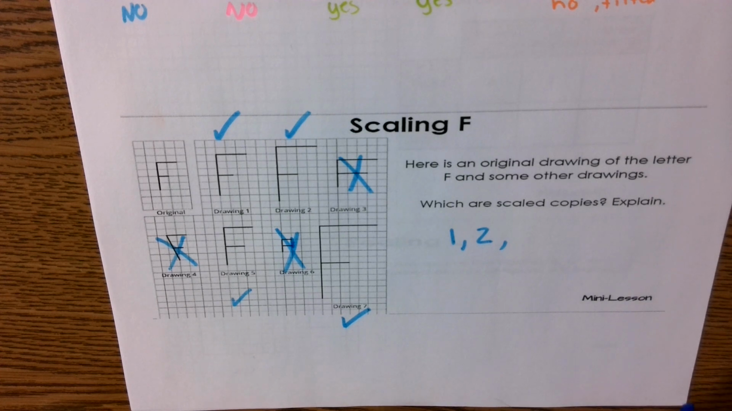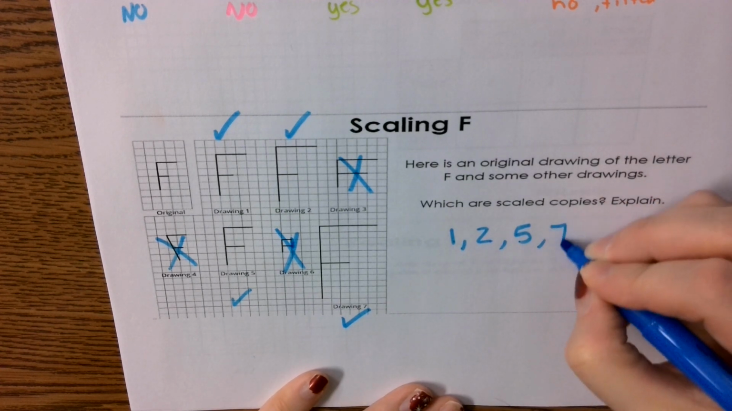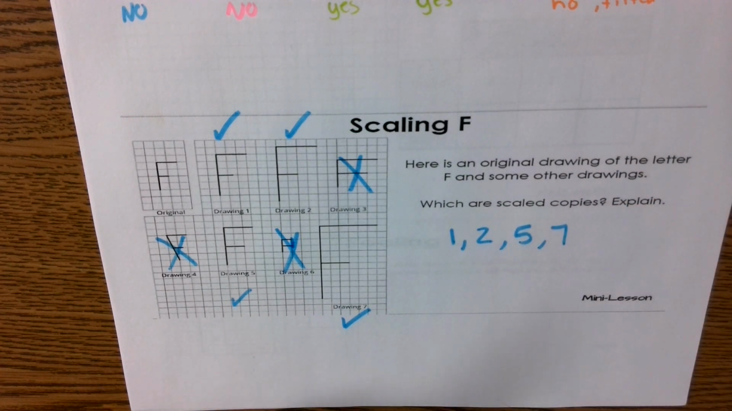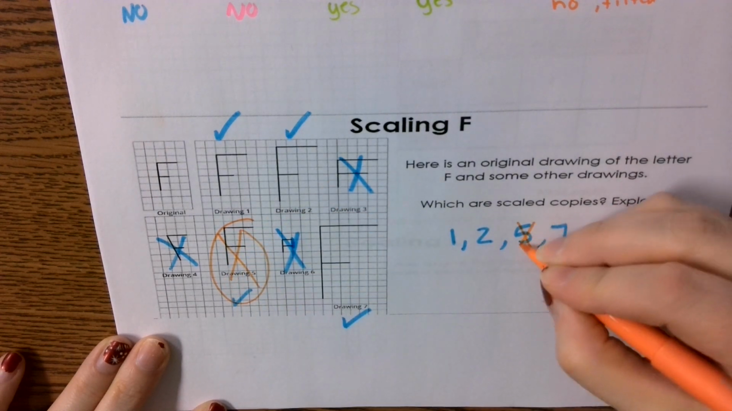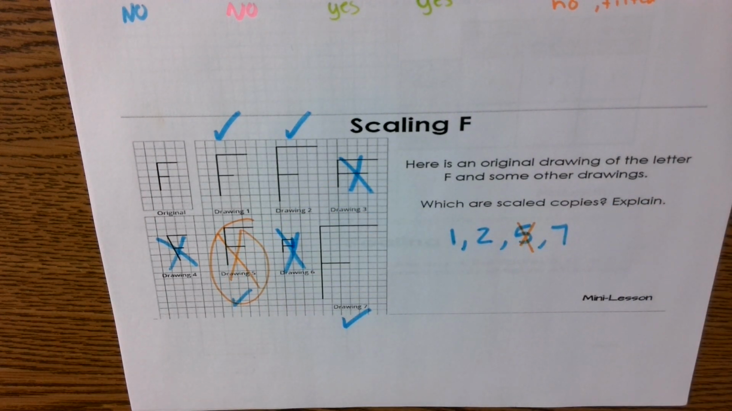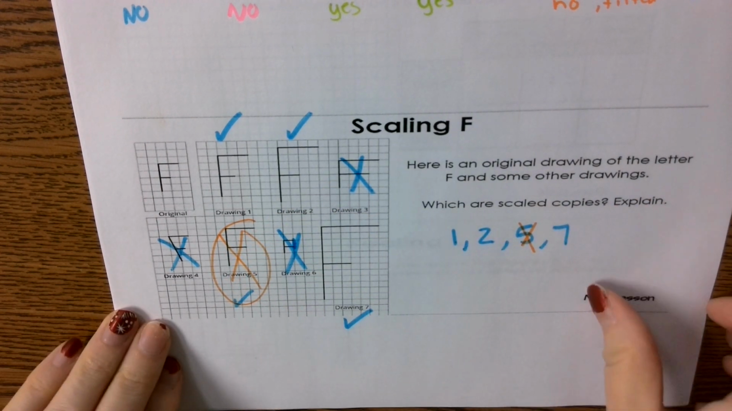So now I told you guys, though, there's only 3 of them that are scaled copies. So let's figure out which one is not the true scaled copy. In fact, I'm going to tell you right now, that's not the true scaled copy. Okay, and I'm going to show you why that's not considered to be the scaled copy. Go ahead and turn it on over to the back.